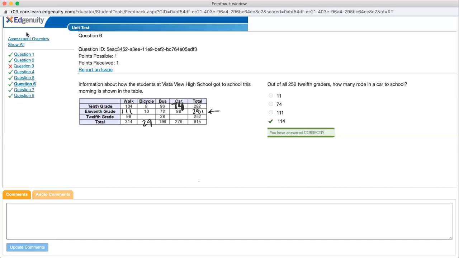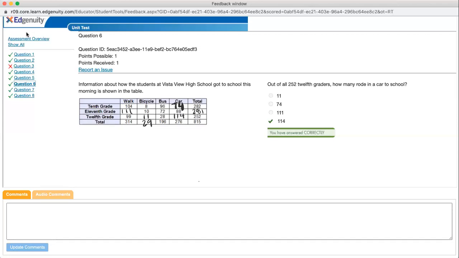And then I can go down here. So 29 minus 18, which is 11. And then I can go down here, which is 276 minus 88 minus 74, which gives me 114. And then hopefully I did my math right.